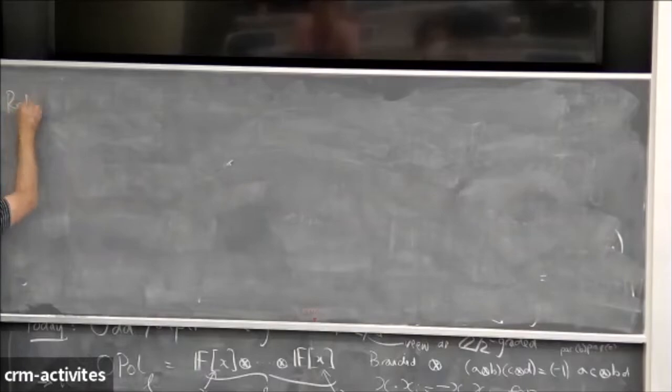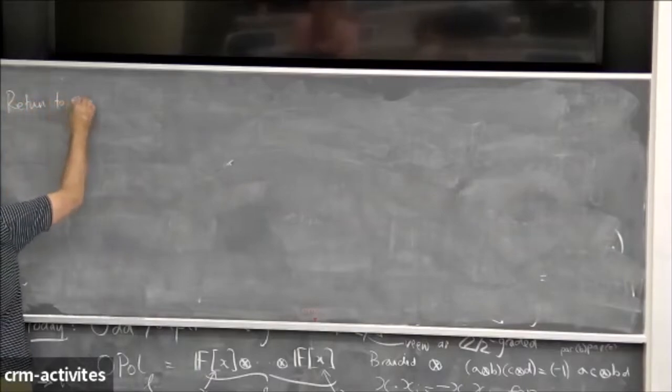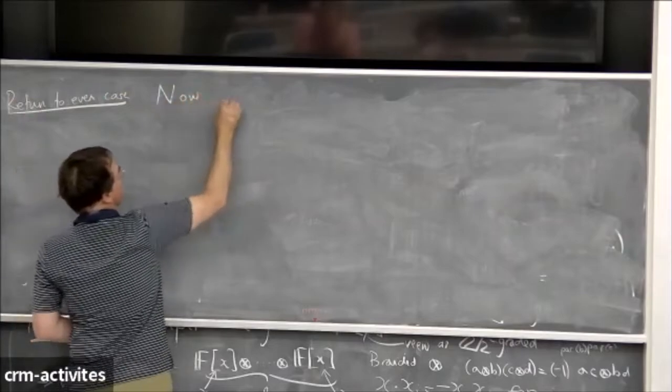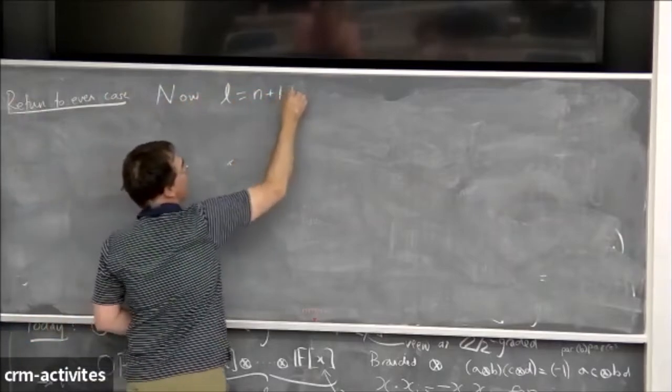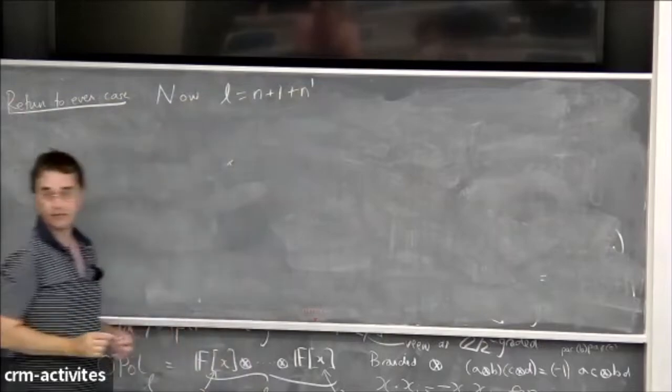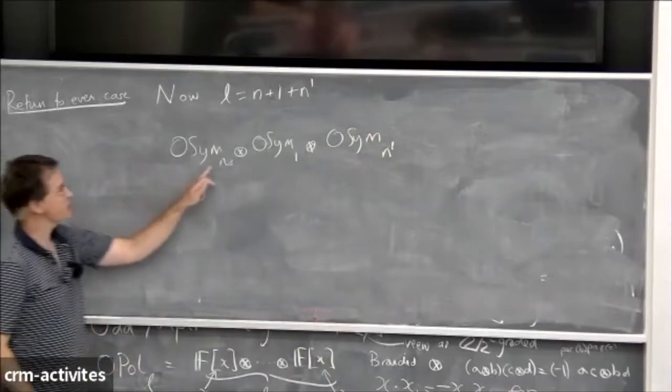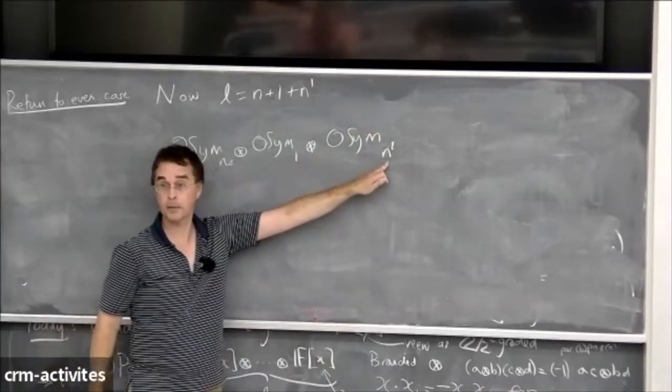So now let's go back to the even case and think about what we're trying to do something in analogy with. So now I'm going to assume that L is n plus 1 plus n prime, changing my convention a little bit. And what you look at in the even story is that tensor product. So this is OSym n+1 ⊗ n prime.